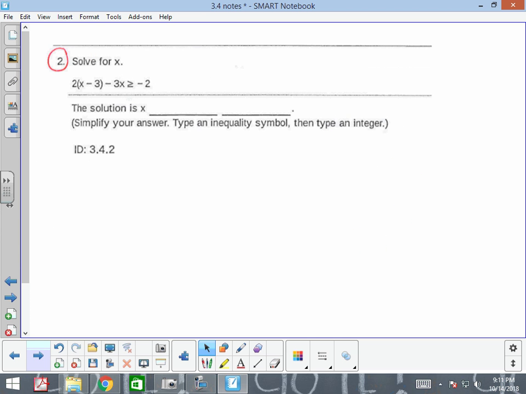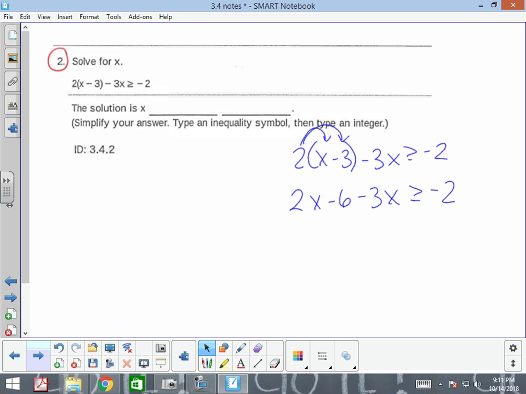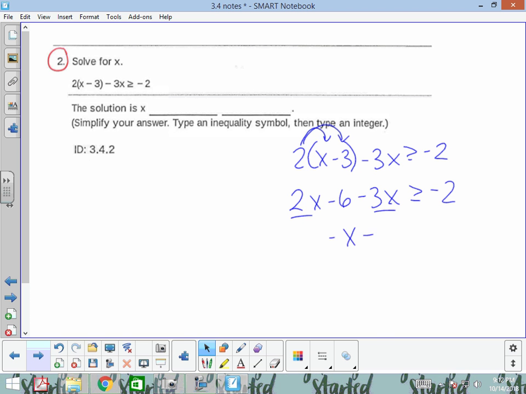All right, on number 2, I'm going to write this one down. This one is a distributive property problem. Remember, when we have parentheses, we want to do the distributive property first. So it's 2x minus 6 minus 3x is greater than or equal to negative 2. Combine like terms, so it's negative x minus 6 greater than or equal to 2.